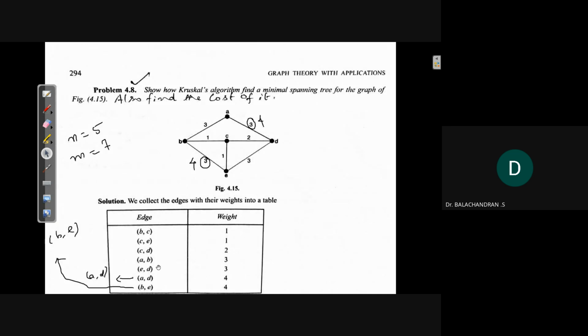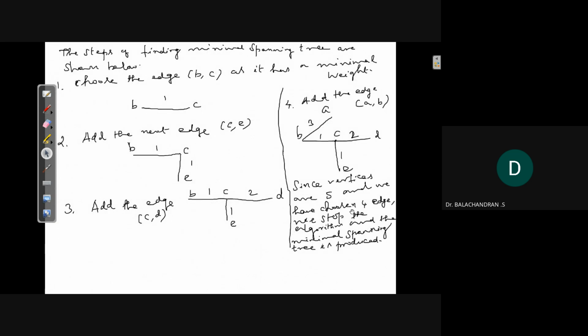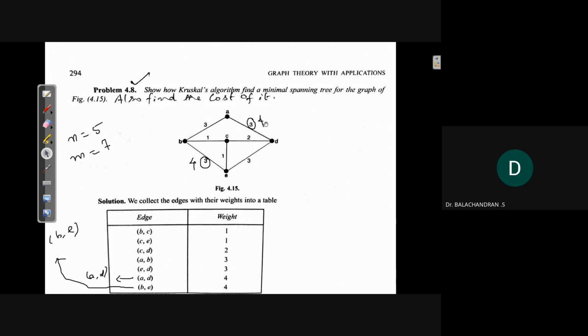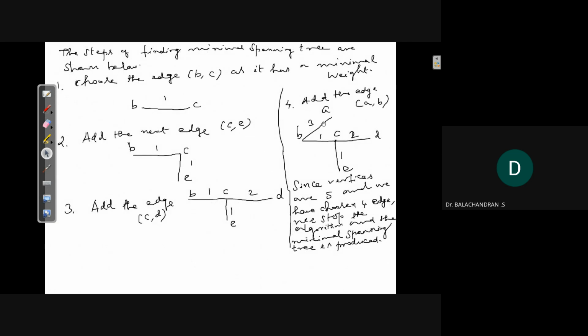Next to 3. AB is 3. Okay. Add the edge AB. I don't get a cycle. That's why I'm adding it. AB is weight 3. Now how many vertices? 1, 2, 3, 4, 5 vertices means 4 edges is enough. 1, 2, 3, 4. I think we have all the vertices A, B, C, D, E.